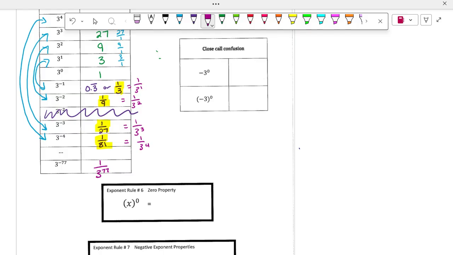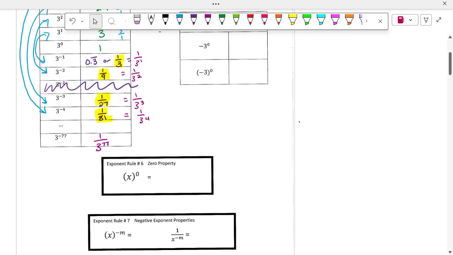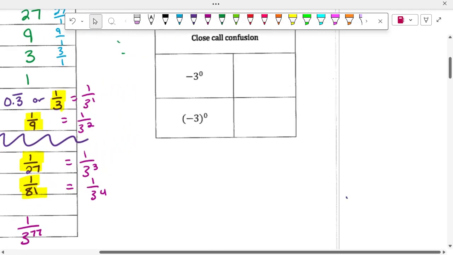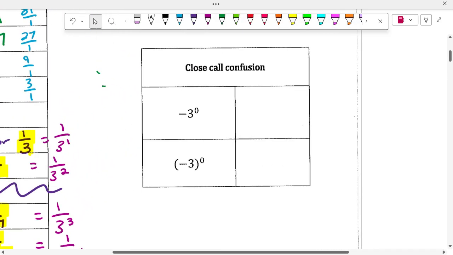Now, the zero property. So we know that anything raised to the 0 power is always 1. But you gotta pay attention to what's being raised to the 0 power. So only one of these is going to be 1. Which one? The top or the bottom? The bottom. Why is it the bottom and not the top? Parentheses. So you know how I've been drilling this into you guys' heads for a while about the importance of the parentheses around the negative? All right. Same thing applies here. So -3 raised to the 0 power is just 1.